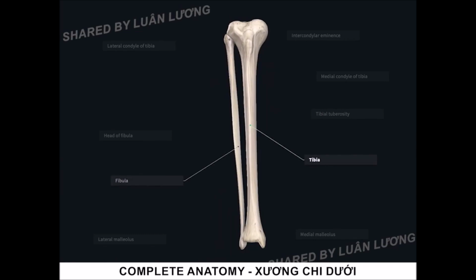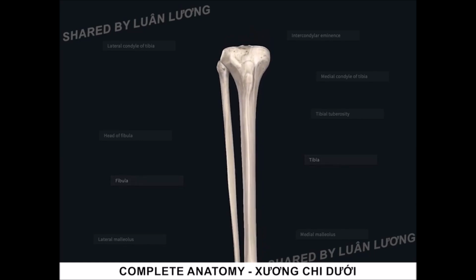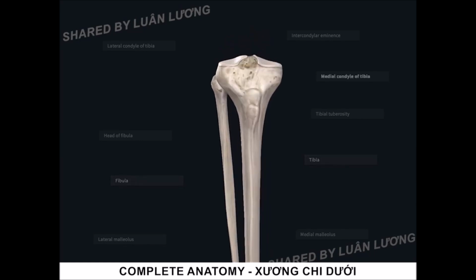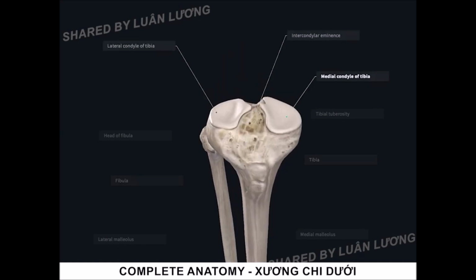Now, as we look at these two bones superiorly, what we're going to see is that the tibia is going to have two projections of bone known as condyles. And there's a medial condyle and a lateral condyle of the tibia. And you may recall that the femur actually had condyles as well. And where the two condyles meet, this is where the bones articulate to create movement.